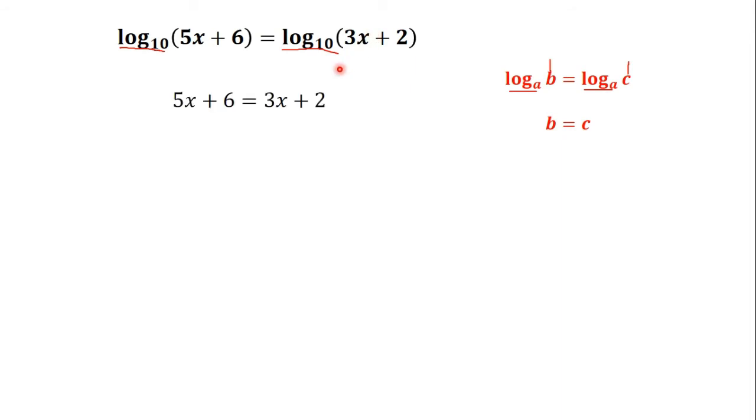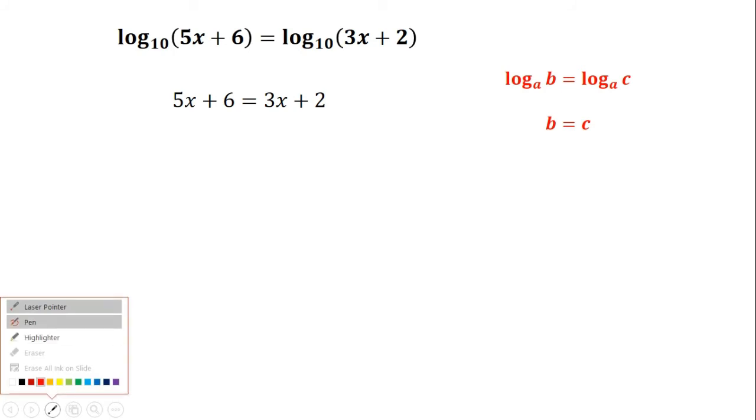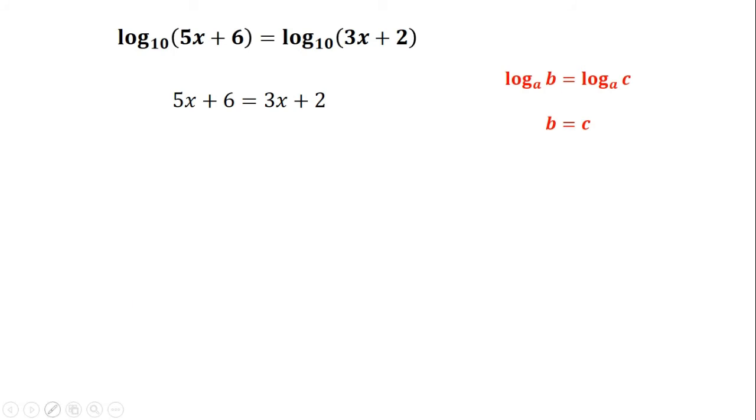From this we can say that 5x plus 6 is equal to 3x plus 2. Now, as soon as we write 5x plus 6 is equal to 3x plus 2, you will see that we have a linear equation. We've learned how to solve linear equations, so we can solve this linear equation for x.